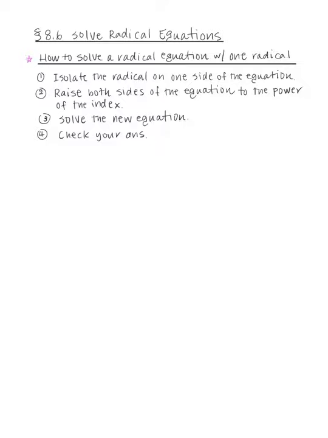So step number 1, given a radical equation, isolate the radical on one side of the equation. Step 2, raise both sides of the equation to the power of the index. Meaning, if you're given a cube root, you're going to raise both sides to the power of 3. Step 3, solve the new equation, and finally, check your answers. So let's start doing some examples.